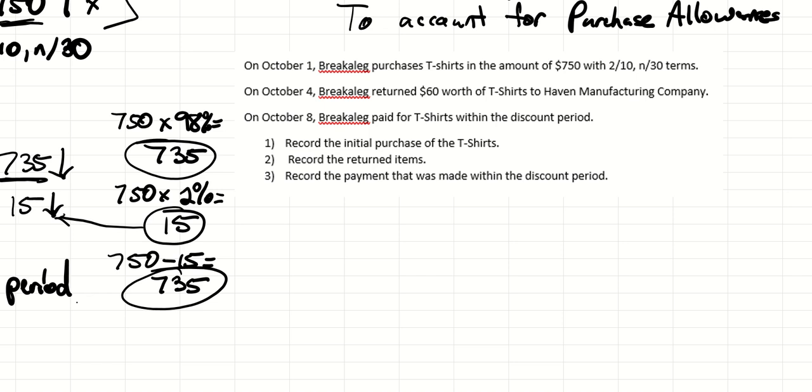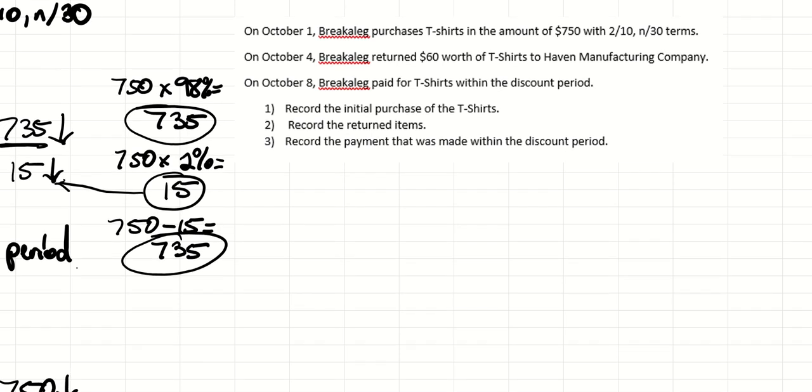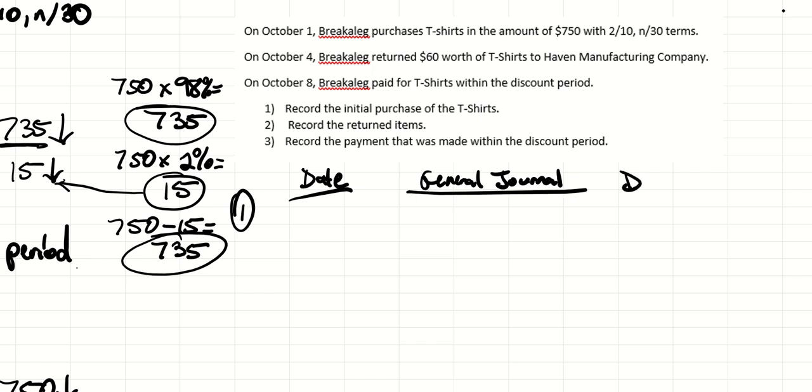On October 1st, Break a Leg purchases t-shirts in the amount of $750 with 2/10 net 30 terms. So let's go ahead and record that. For number one, I'm going to put on here the date, the general journal, and debit and credit. So, record the initial purchase of the t-shirts.